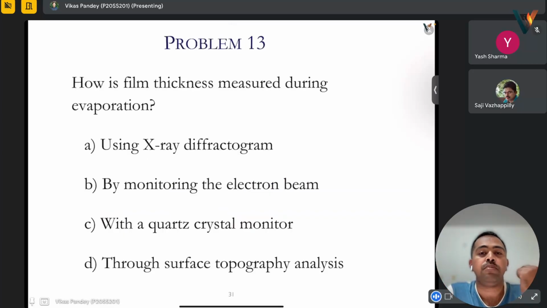How is the film thickness measured during evaporation? Using X-ray diffractogram, by monitoring the electron beam, with a quartz crystal monitor, or through surface topography analysis? So C, with a quartz crystal monitor. And why can we not use D? This is to measure the thickness only, right? So why can we not use D for this?